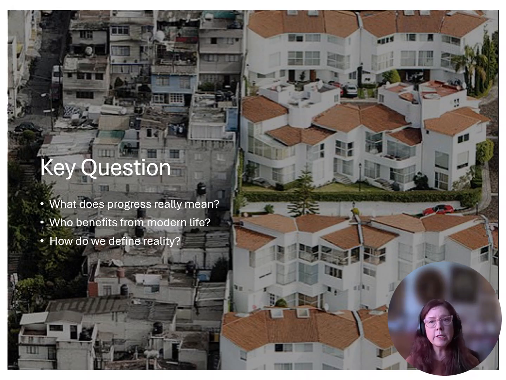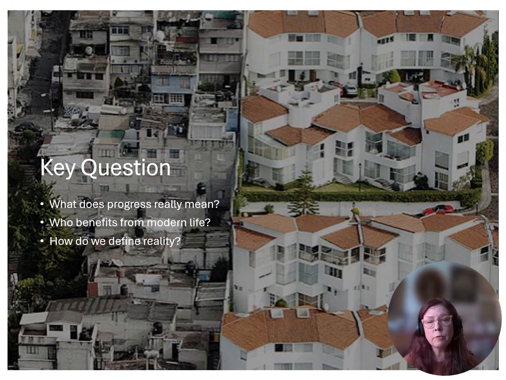Both exist at the same time. And that brings us to the first question. What does progress really mean? Because throughout this module, we have seen incredible advancements. Technology, transportation, communication, new forms of art and expression. But we have also seen inequality, displacement, and tension. So, progress is not simple. It is layered. It benefits some people more than others.